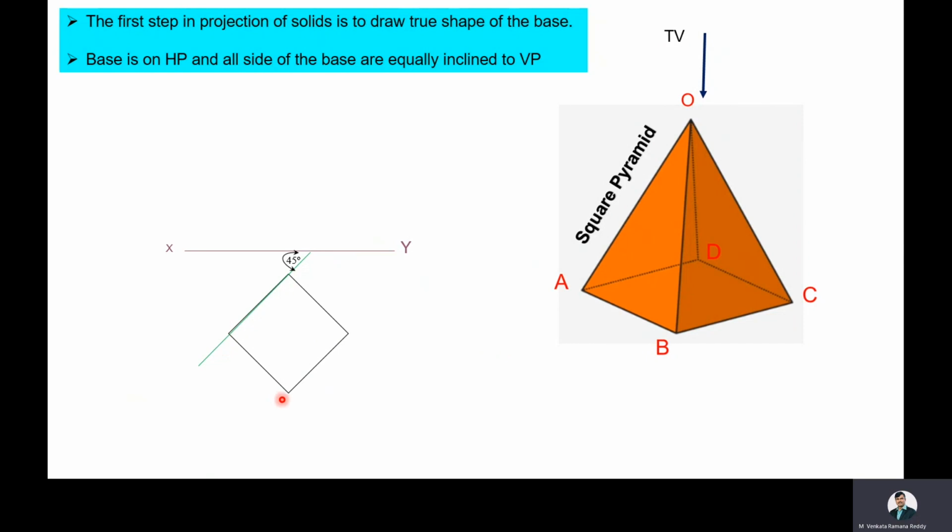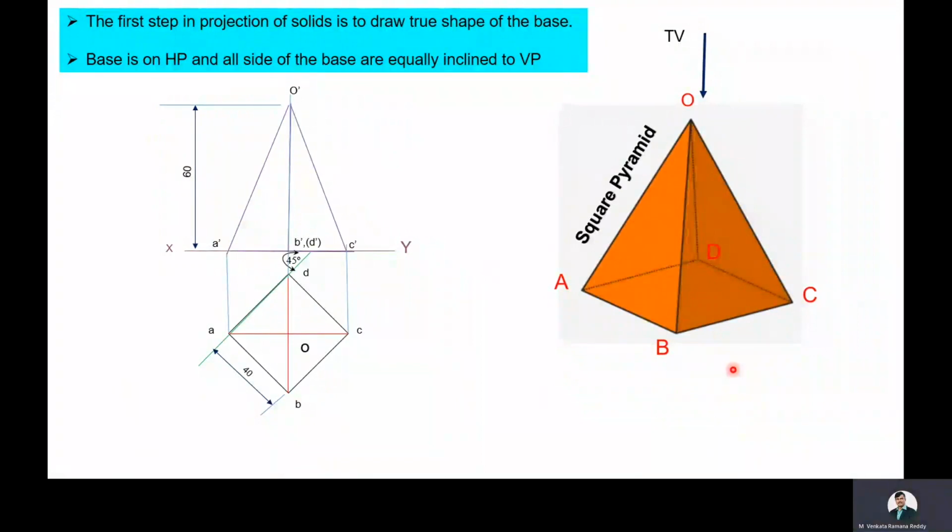Here the base side length of the square pyramid is 40 mm. Then name the corners of the base of a square pyramid in top view. Then locate the apex point in top view. Then draw the slant lines of a square pyramid in top view, say OA, OB, OC, OD. Then we will draw the front view of a square pyramid with the given axis height. Here axis height is 60 mm.